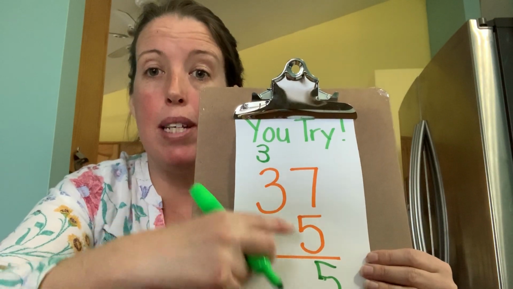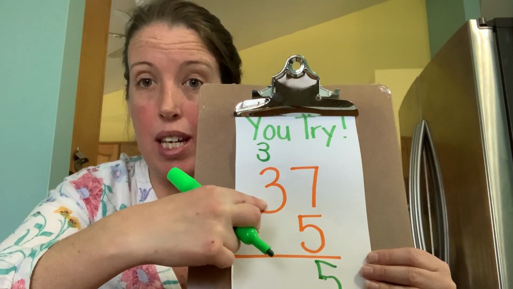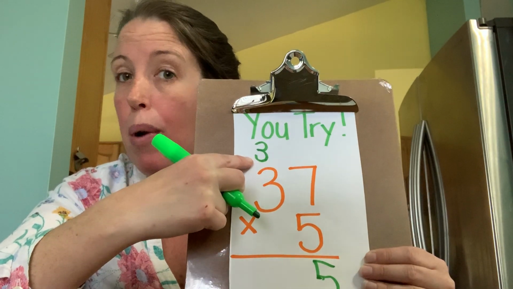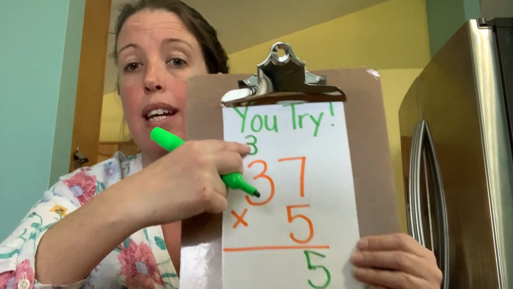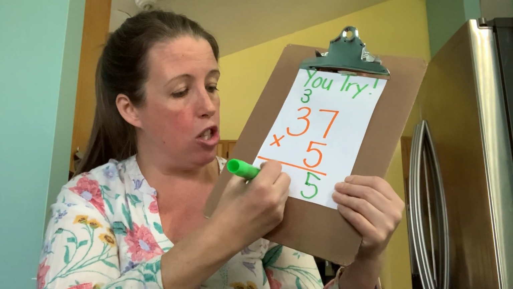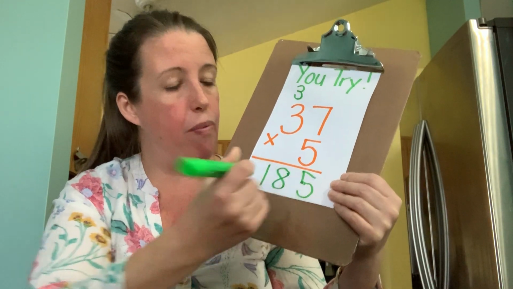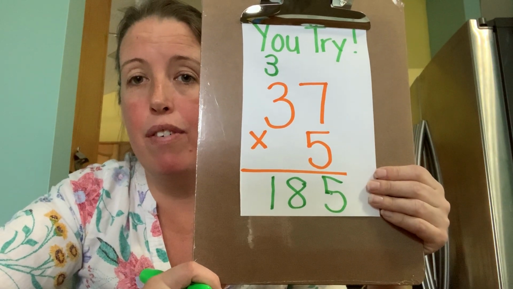Now I'm moving on to my tens place. 5 times 3 is 15. Add the part that I had to regroup, 15, 16, 17, 18. And since I don't have another place value, I can put both digits right there. And it's 185. Okay? Now, while you're working on your math today, try using your traditional multiplication.